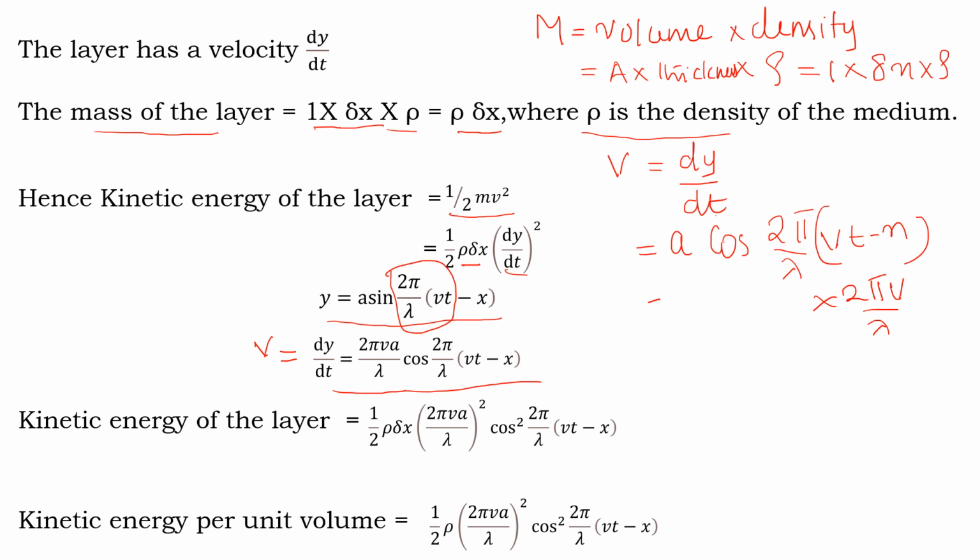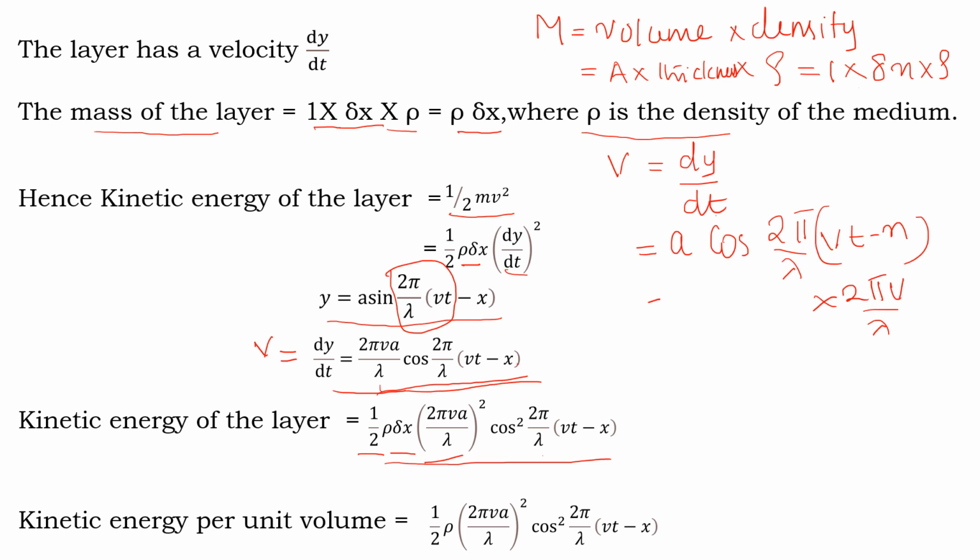Therefore, the kinetic energy of the layer is equal to half mv square, that is half into m is rho into delta x, and v is 2 pi av by lambda cos into 2 pi by lambda into vt minus x ആണ് v. Therefore, v square is 2 pi av by lambda the whole square cos square 2 pi by lambda vt minus x. That is the kinetic energy of the layer.